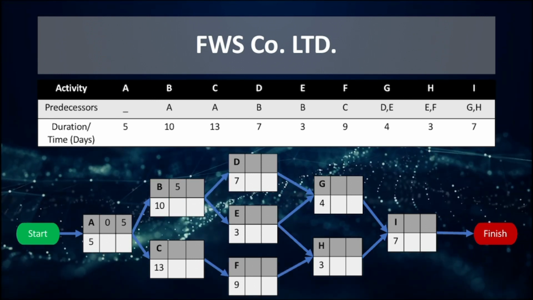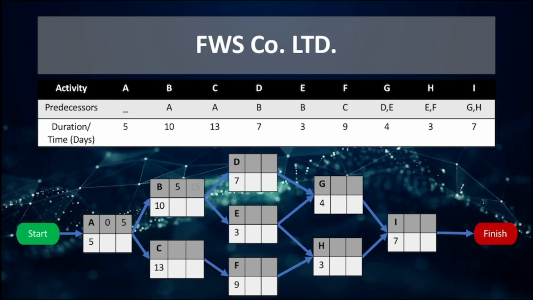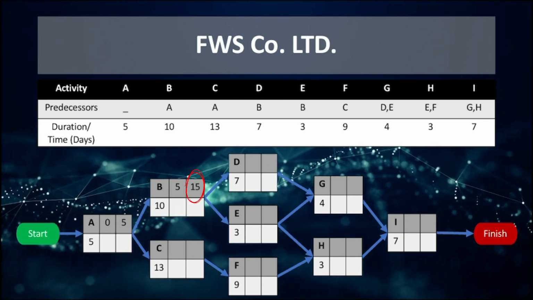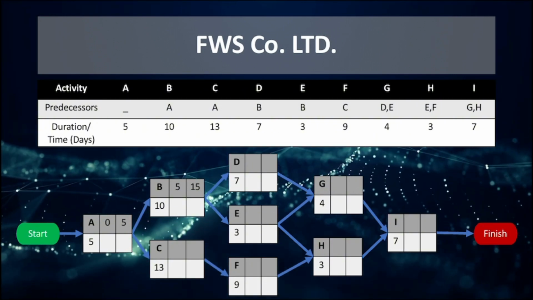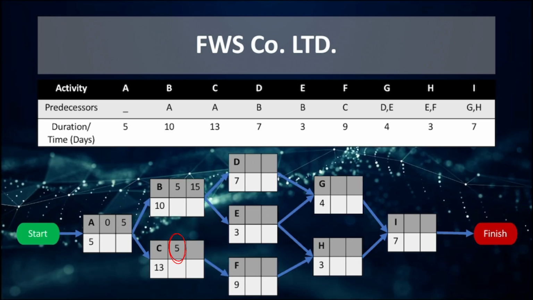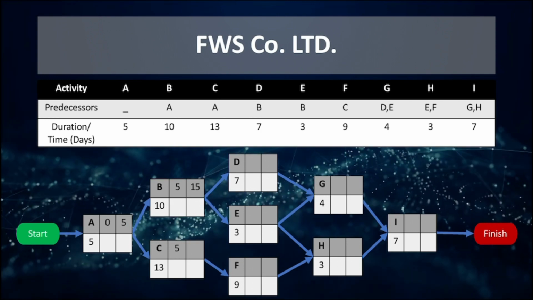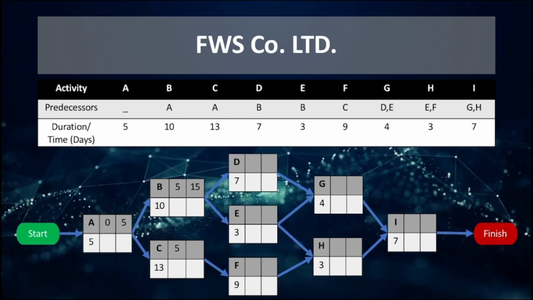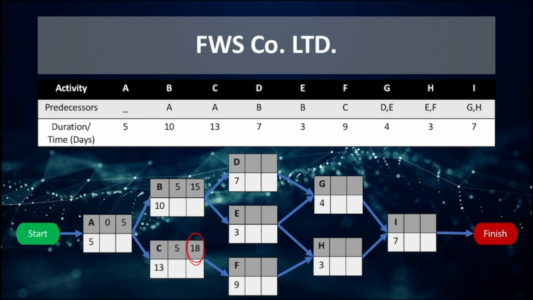With the activity time of 10 weeks, B will have an earliest finish time of 10 plus 5 is equal to 15. C needs A to complete before it can start. Since the earliest finish time of A is 5, then the earliest time that C can start is 5 with the activity time of 13 weeks. C will have an earliest finish time of 13 plus 5 is equal to 18.